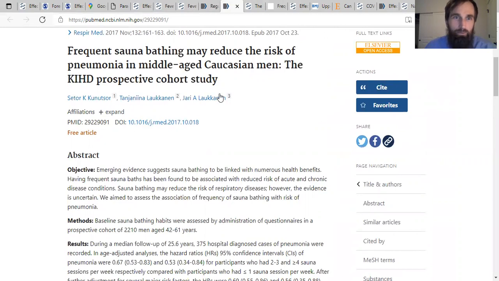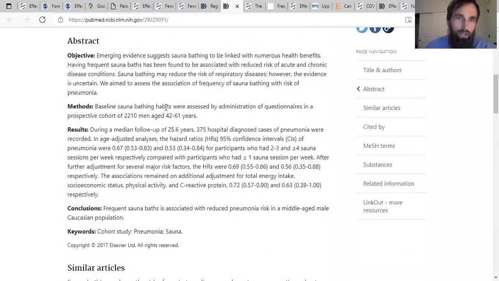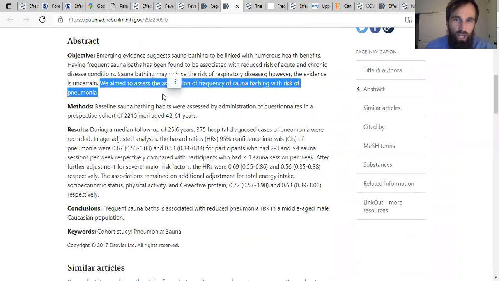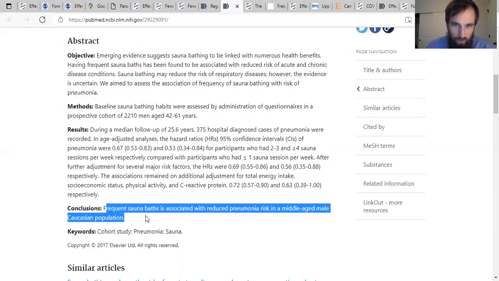So frequent sauna bathing may reduce the risk of pneumonia in middle-aged Caucasian men. This is a cohort study. They were trying to assess the association of frequency of sauna bathing with risk of pneumonia. And the conclusion: frequent sauna baths is associated with reduced pneumonia risk in middle-aged male Caucasian population.